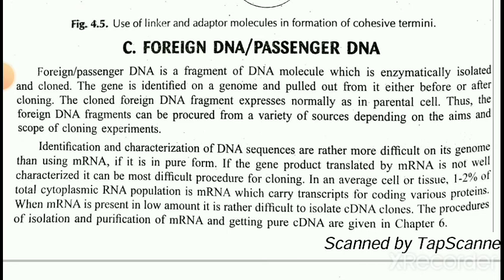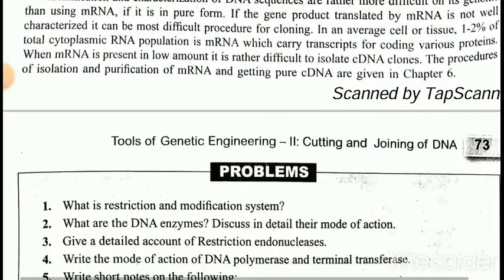Identification and characterization of DNA sequences are rather more difficult on the genome than using mRNA, if it is in pure form. If the gene product translated by mRNA is not well characterized, it can be the most difficult procedure for cloning. In an average cell or tissue, 1 to 2% of the total cytoplasmic RNA population is mRNA, which carries transcripts coding for various proteins. When mRNA is present in low amount, it is rather difficult to isolate cDNA clones. The procedures of isolation and purification of mRNA and getting pure cDNA are given in Chapter 6. End of Chapter 4.